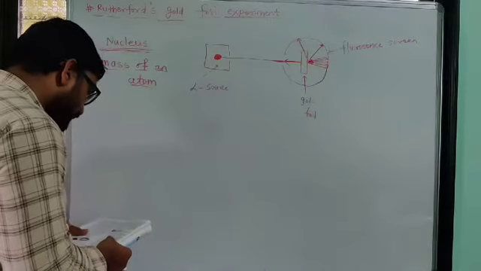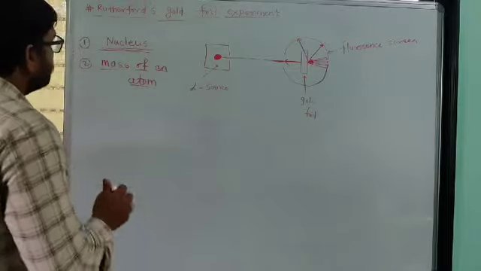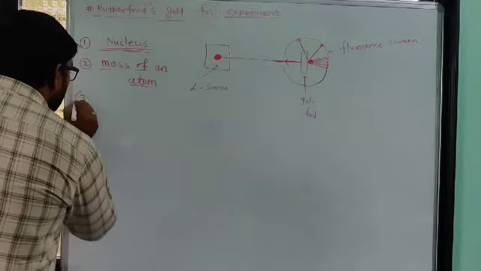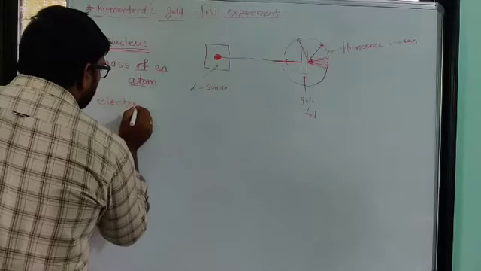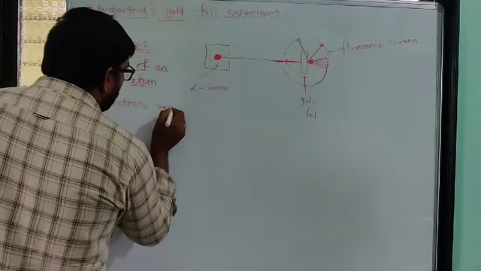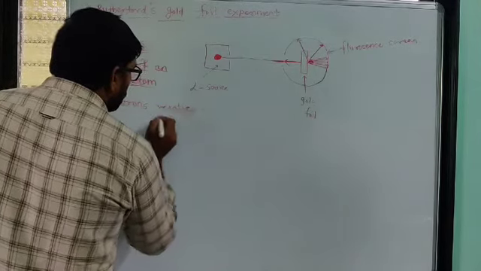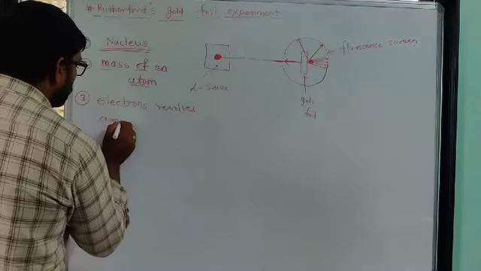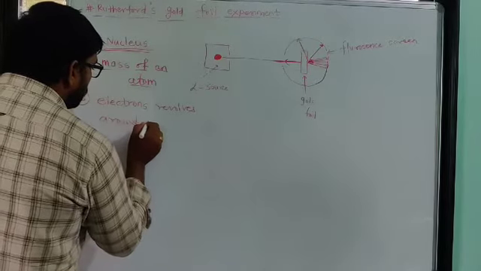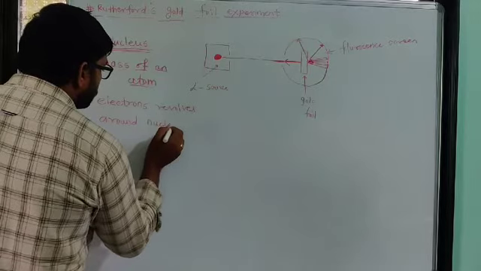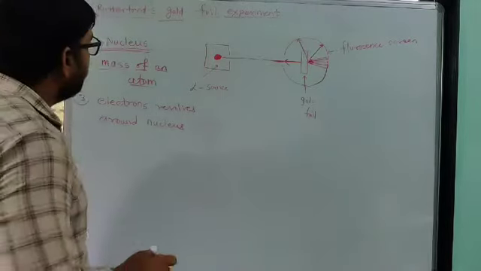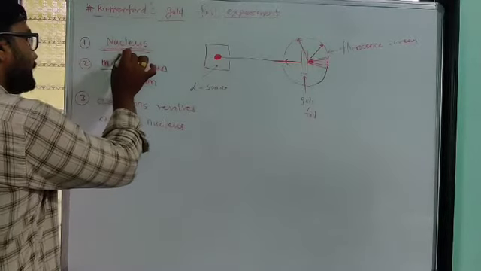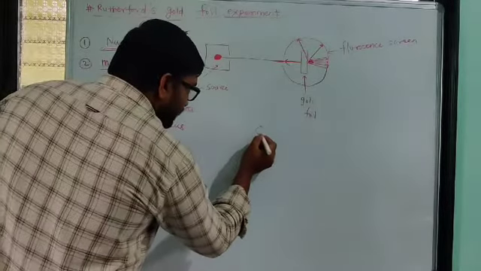Then he also proposed his third prediction about the electrons, that they revolve around the nucleus. His third prediction is about electrons, after the first prediction that the nucleus is there.